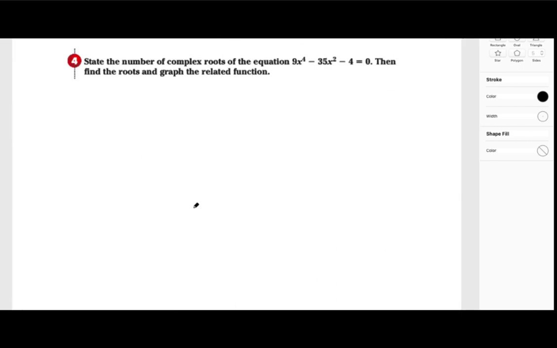All right, so here in example 4, we are asked to state the number of complex roots of this equation. So what we're seeing is that we have a degree 4, therefore there should be 4 complex roots according to that fundamental theorem of algebra and its corollary. Then find the roots and graph the related function. How are we going to find roots here? The question should be a little like, what are we doing?